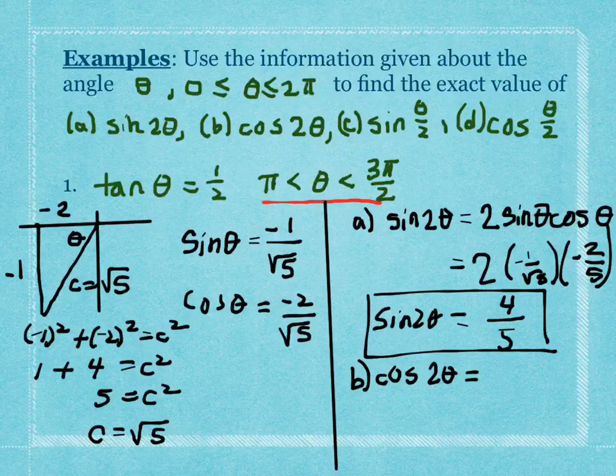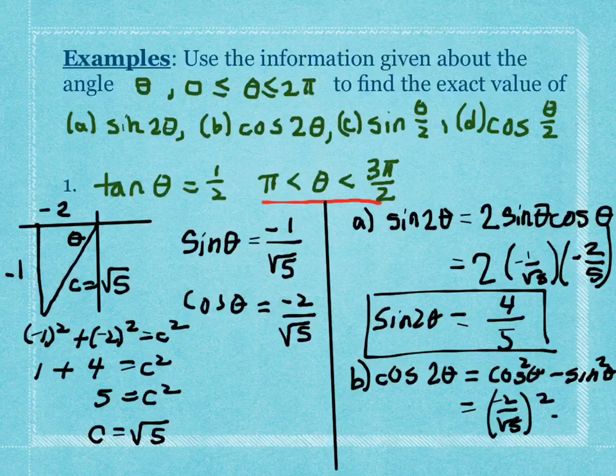Okay. Michael says he wants to use the first one. If you want to use a different one, go for it, and we'll make sure that we all get the same solution. But I'm going to do cosine squared minus sine squared. Okay, so we know what cosine is. It's -2 over square root 5, and I'm supposed to square it. We know what sine is. It's -1 over square root of 5, and I'm supposed to square it.